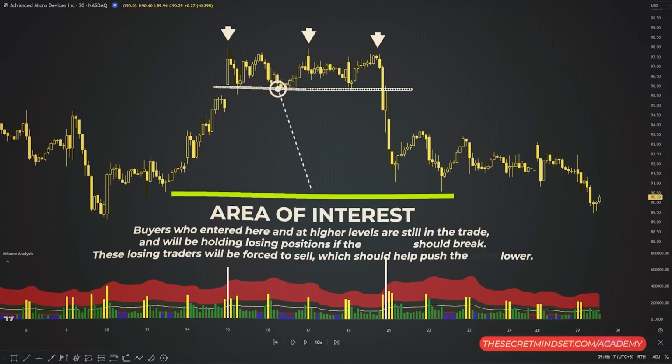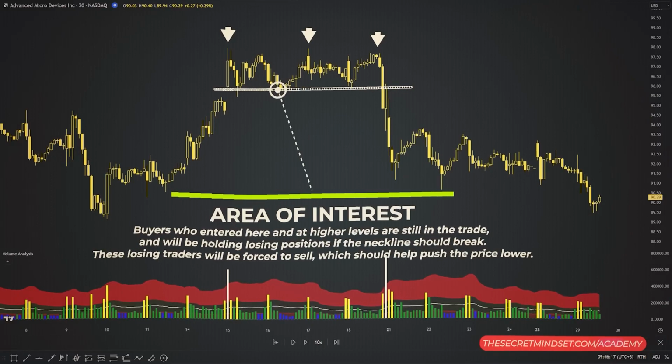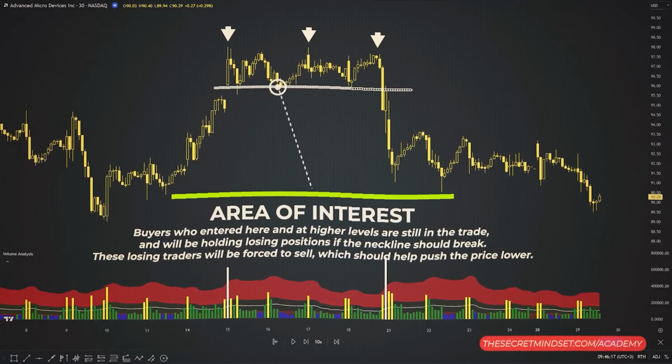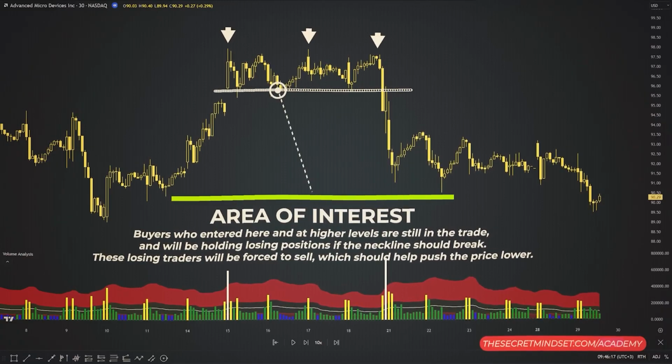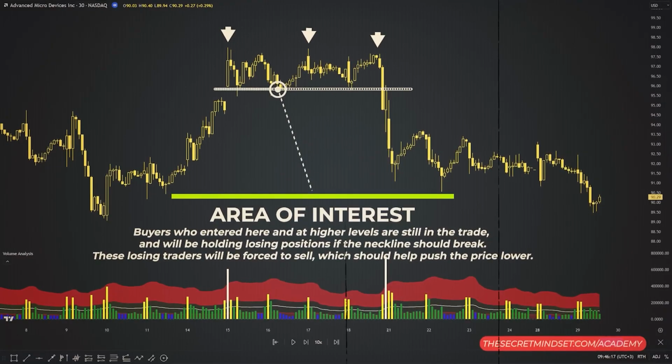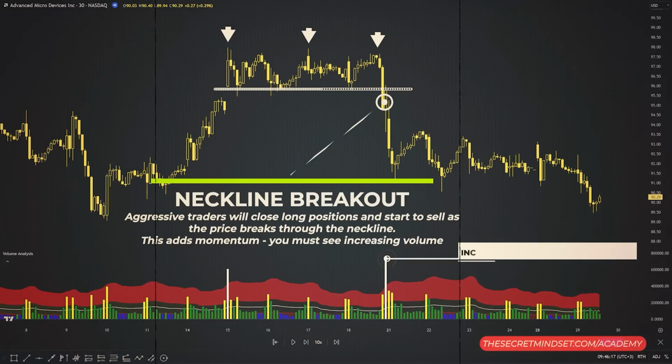Since the price moved up from the neckline on several occasions, we can assume that many traders were buying at that level. We know that those buyers, along with any buyers who entered at higher levels and are still in the trade, will be holding losing positions if the neckline should break. These losing traders will be forced to sell, which should help push the price lower. Also, aggressive traders will close long positions and start to sell as the price breaks through the neckline. This adds momentum, and during this phase, you must see increasing volume.